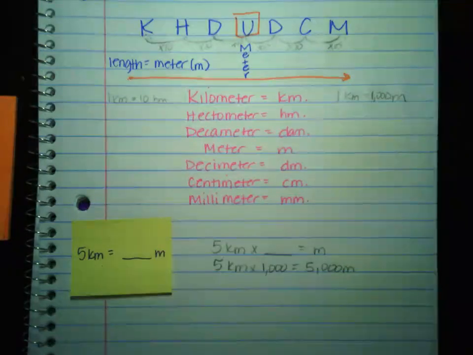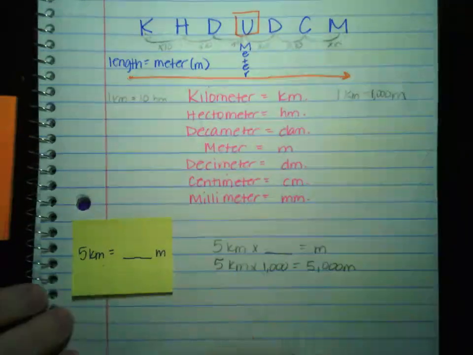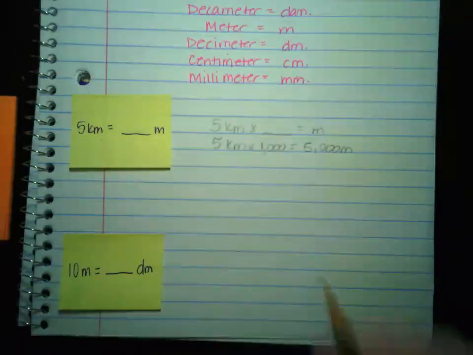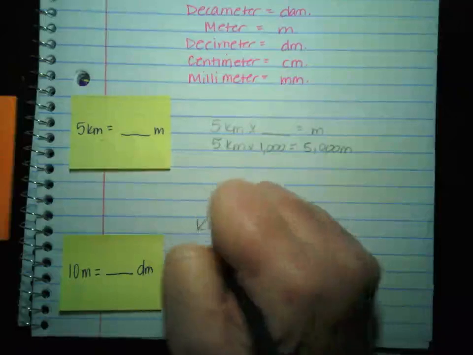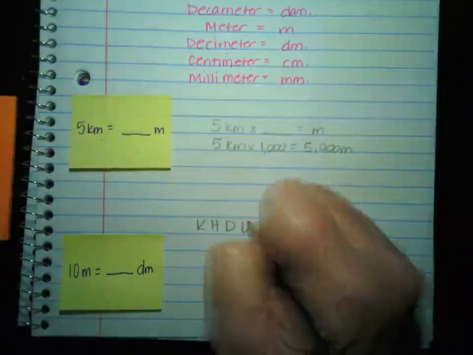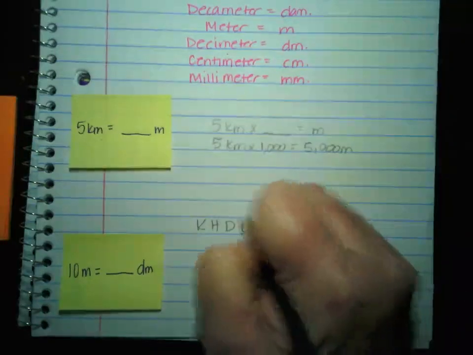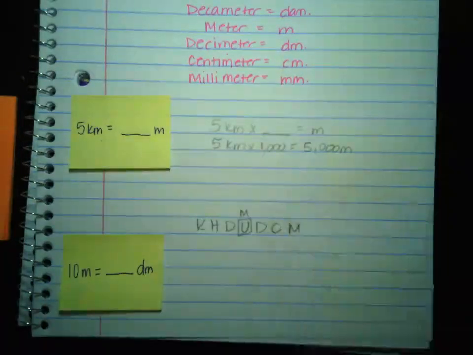Everybody understand that? Okay, here's our next one. Okay, so I am going to rewrite my acronym. King Henry doesn't usually drink chocolate milk. And I'm going to remind myself that this is a meter.